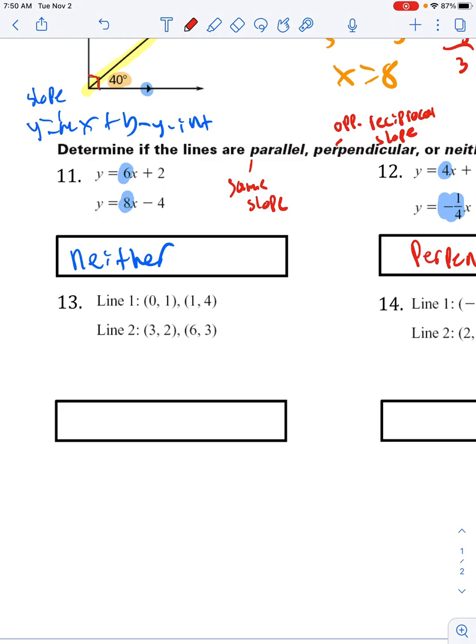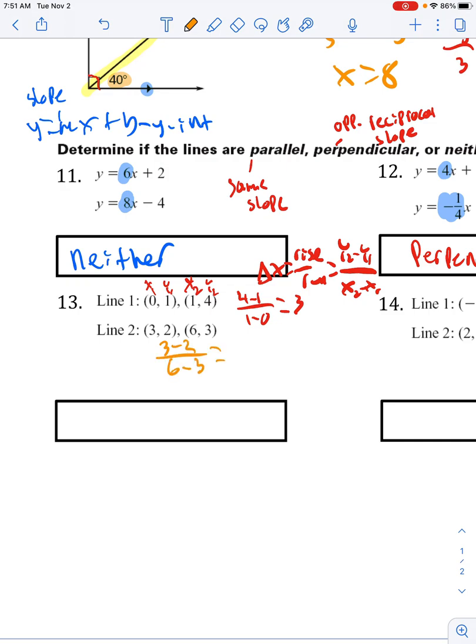I have to calculate the slope on this. So for line 1, again, I'm going to label it x1, y1, x2, y2. To find slope, we call it the change in y over the change in x, which is rise over run, which really means I take my y values and subtract them, and I take my x values and subtract them. So for line 1, I get 4 minus 1 over 1 minus 0, which gives me 3. For line 2, again, I take my y values, subtract them, my x values, subtract them, and I get 1/3.